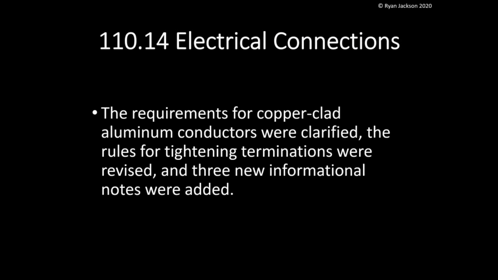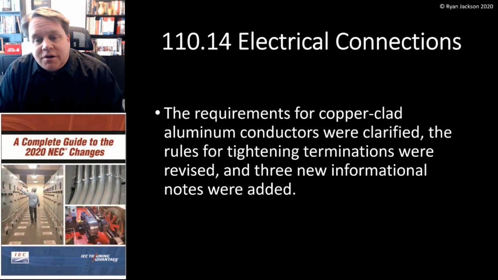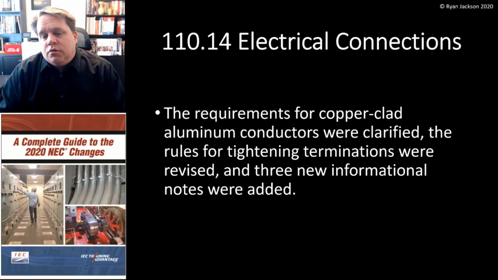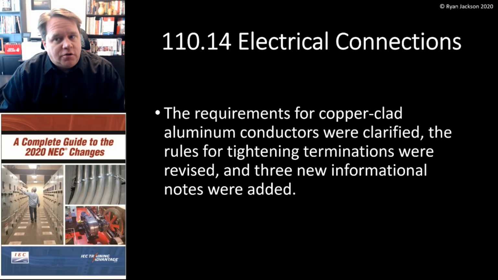This series of videos is going to cover the changes to the 2020 National Electrical Code. And the topic for today's video is 110.14 Electrical Connections. The rules for copper-clad aluminum conductors were clarified, the rules for tightening terminations were revised, and 3 new informational notes were added.